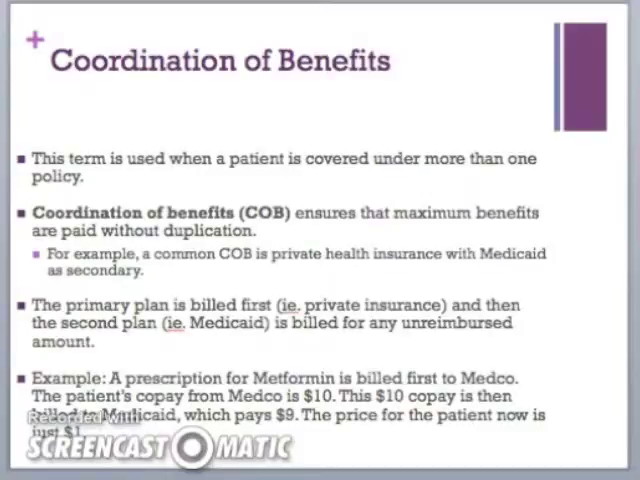It is important to note that in the pharmacy, this is all done instantaneously and in the background, so you may never actually see that $10 copay because it happened automatically.